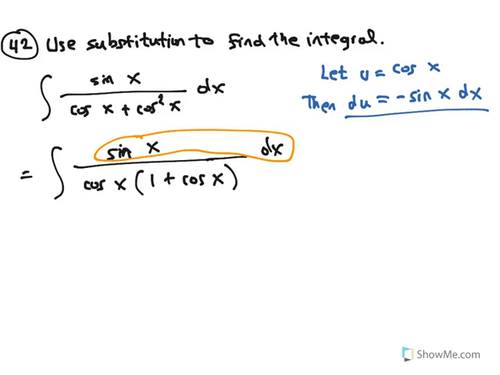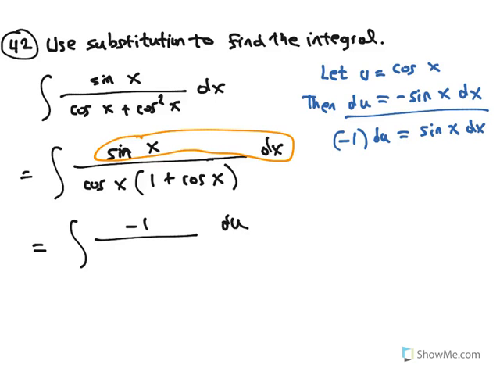But we need to multiply both sides of this equation by negative 1. So we have negative 1 du is equal to sine x dx. So now we are able to change variables using our u substitution. And we're going to have negative 1 times du, and in the denominator, we're going to have u for cosine x. So we have u times 1 plus u.